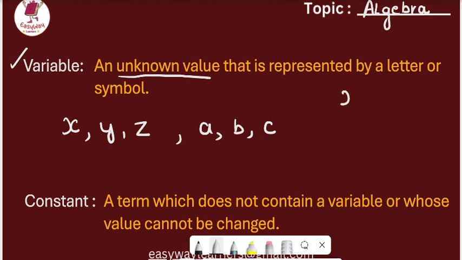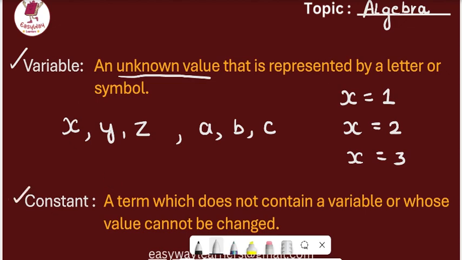Like we can take x equals 1 or x equals 2 or x equals 3. So you can see here that the value of this letter x can be varied. It can be 1, it can be 2, it can be 3. So the value of x can be changeable. These kinds of letters whose value is unknown and can be varied are known as variables.